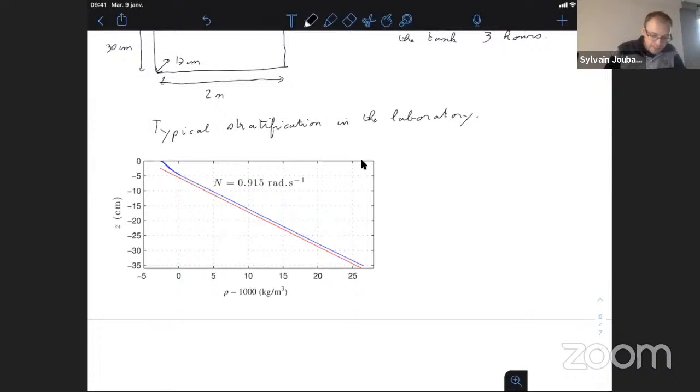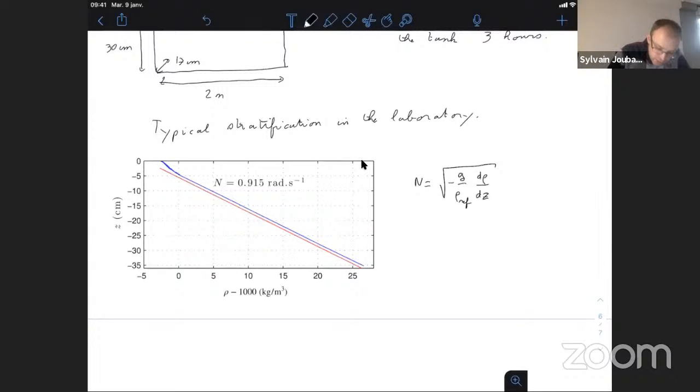And typically in the lab, you can have these frequencies in the tank: N is equal to the square root of g over the reference density times d rho over dz. I think you have seen this this morning, and it's a characterization of the frequency.